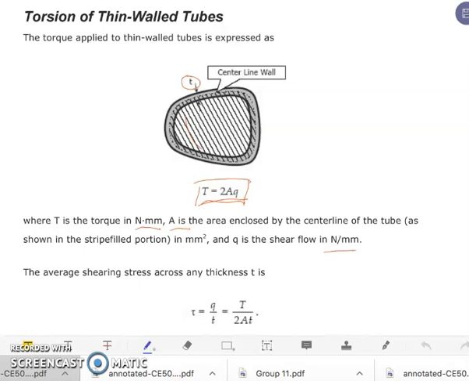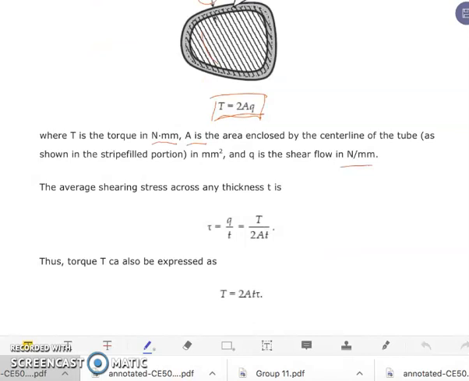So for the average shearing stress across any thickness t, it is equivalent to this equation. Shearing stress, tau, is equal to q all over t, which is equivalent to torque T all over 2 times the area times the thickness. So therefore, torque T can also be expressed as 2 times the area times the thickness times the shearing stress. So let's have problem number 1.